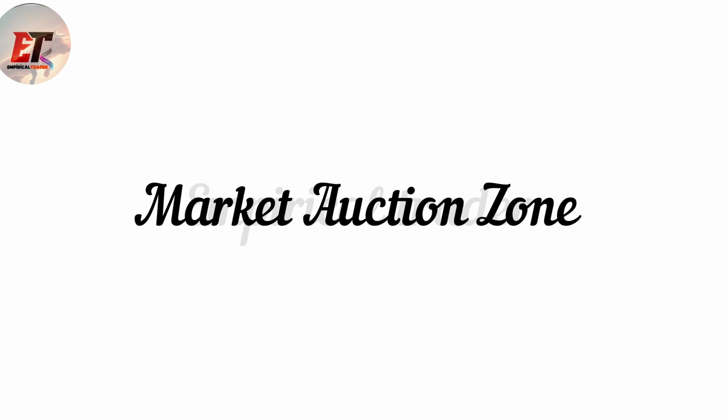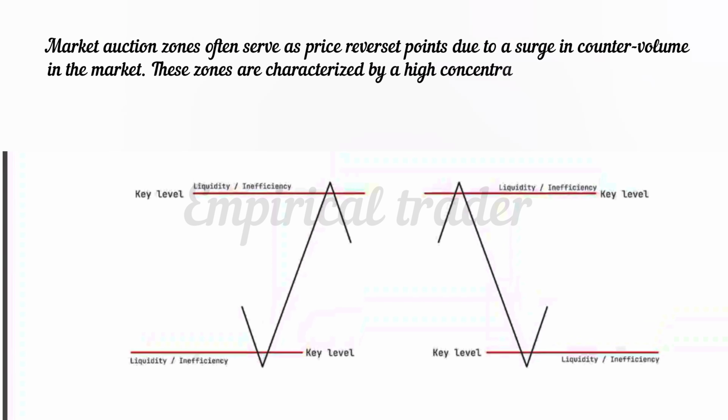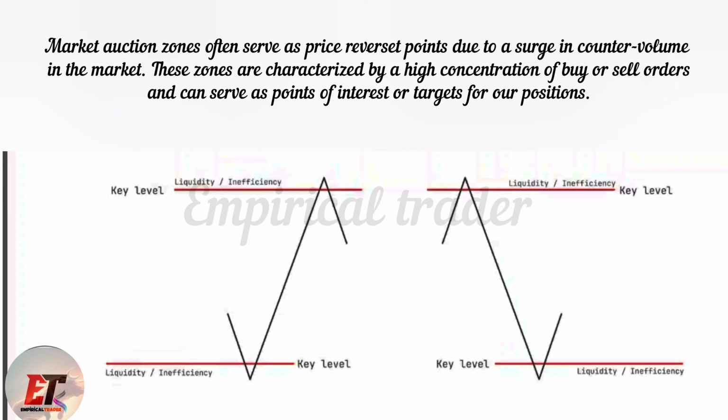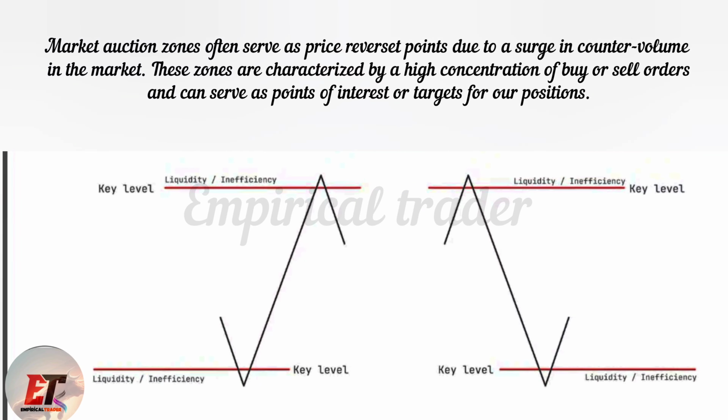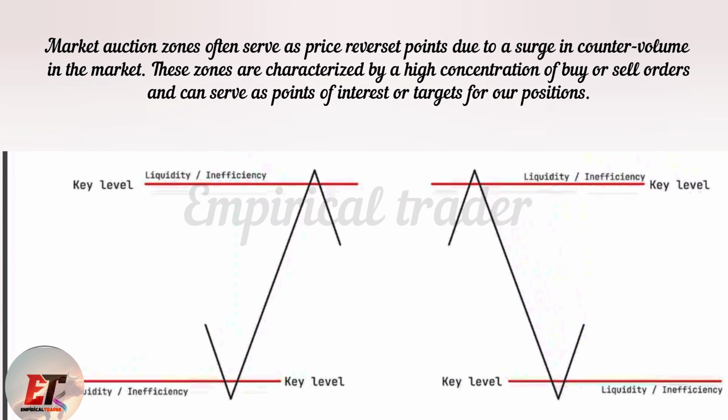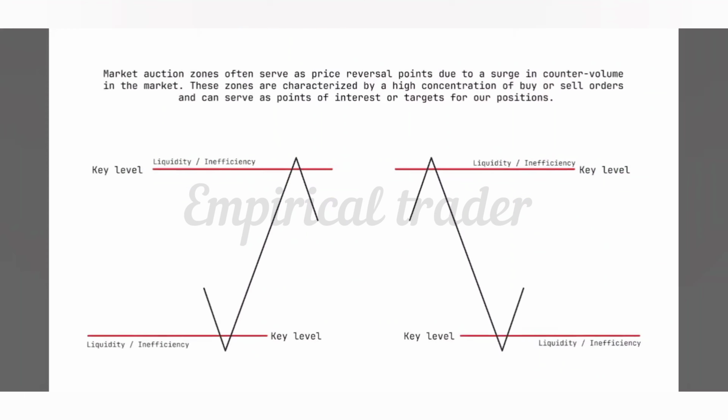Hello everyone. In this video we will look at what market auction zones are and what types exist. Market auction zones often serve as price reversal points due to a surge in counter volume in the market. These zones are characterized by a high concentration of buy or sell orders and can serve as points of interest or targets for our positions.